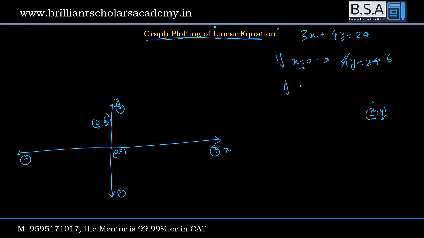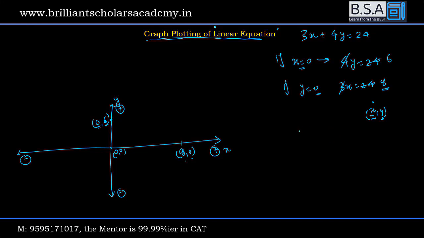Then if I make y equal to 0, I will have 3x equal to 24. X is equal to 8. So somewhere at a distance of 8 from the origin. X is 8, y is 0. (8, 0). These are the two points through which the graph will pass.